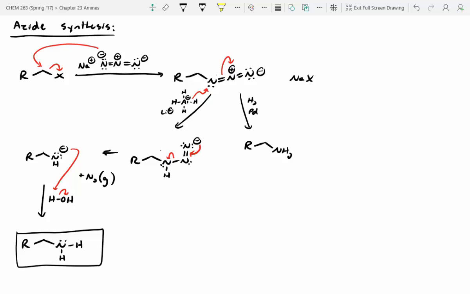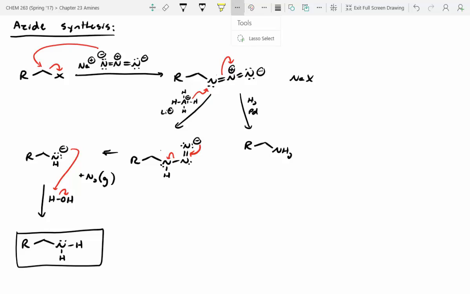Does anybody know why? Nitrogen gas going on? Any other reason? It looks like it would kill you, the N3. Yeah, this is something a lot of people don't appreciate. This is about as toxic as cyanide.